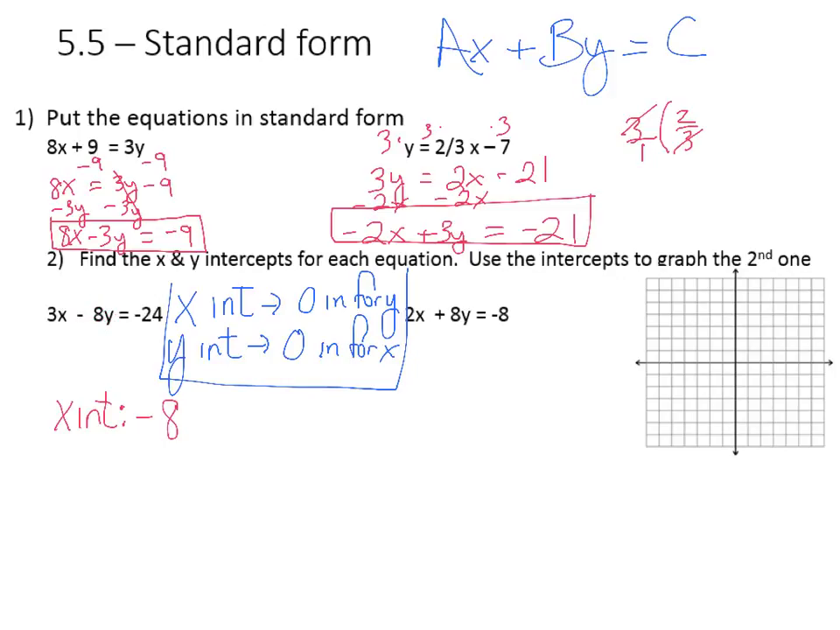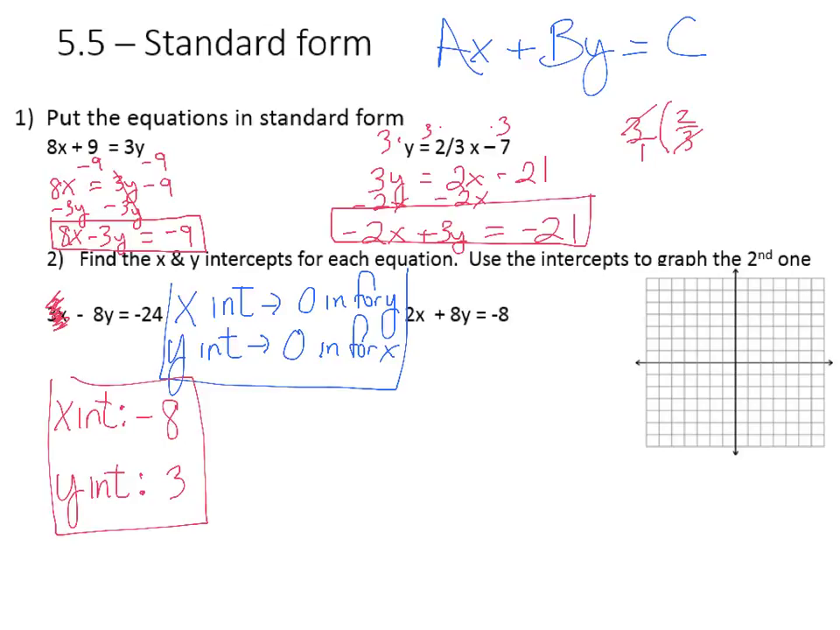Let's try again. Let's do the y-intercept. That means I got to plug 0 in for x. So this whole term is going to be gone. Now that negative is attached to the 8, so it's still there. If I divide both sides by negative 8, the y-intercept would be 3. And there I have it. The two intercepts. Okay, we're going to try it one more time.